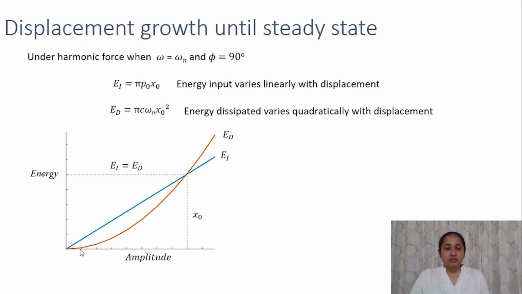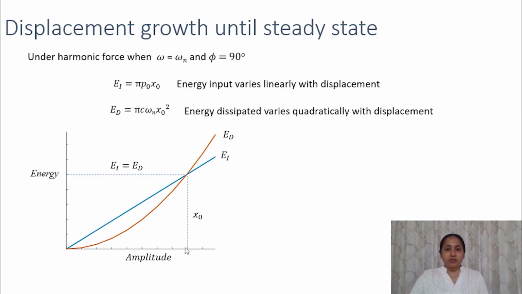So the energy in the system is high, so it will vibrate more. That means the displacement will grow. As the displacement grows, the dissipated energy keeps increasing quadratically. The rate of increase in the dissipated energy is more than the rate of increase in the input energy. So at amplitude equal to x naught, the steady state amplitude, both the energies become equal.